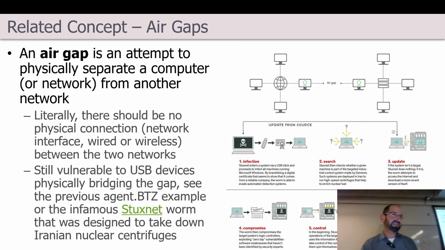We'll talk a little more about Stuxnet. We could talk about it now too, but when we talk more about device and IoT security, it can be thought of as a very extreme example of what happens with IoT and device security.